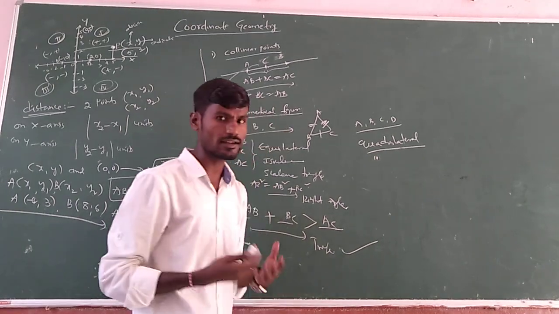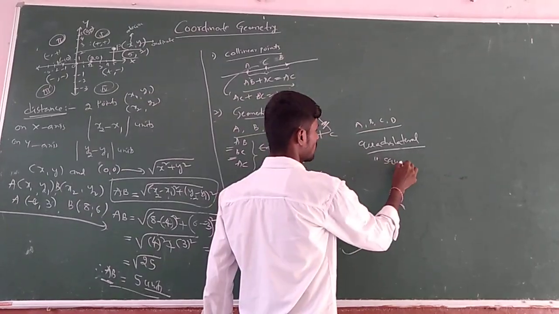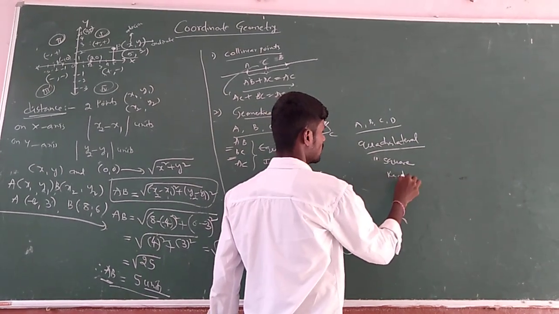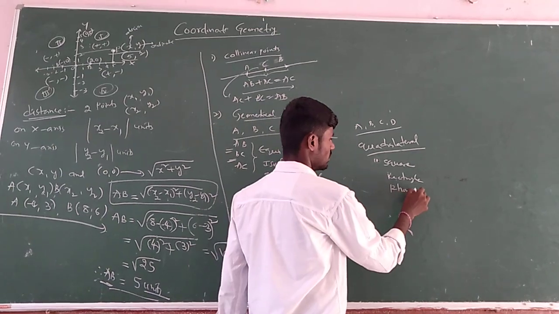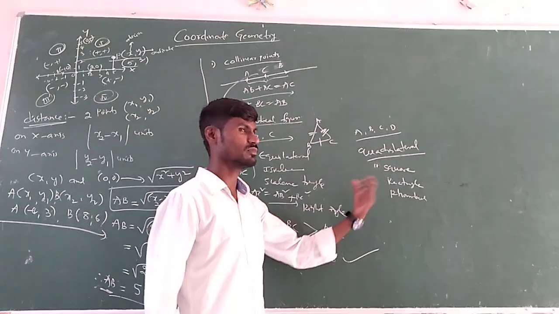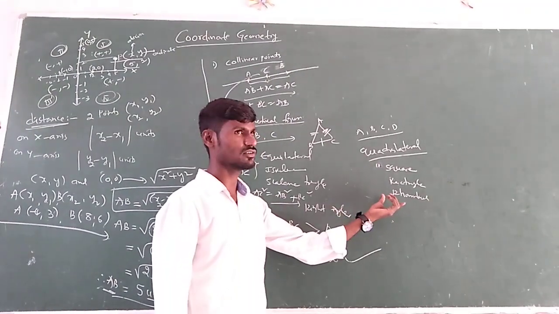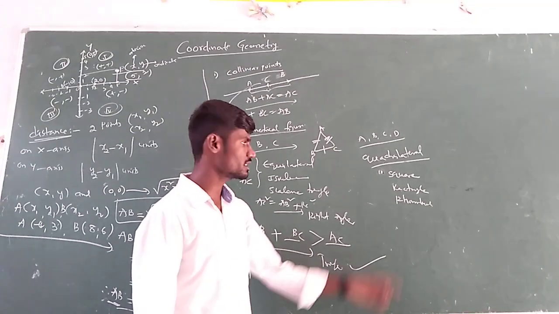Then which type of quadrilateral will we get? That is the question. In quadrilaterals, what are the types? We have square, rectangle, rhombus. Especially these three they may ask. So which type of quadrilateral will you get: square, rectangle, or rhombus.